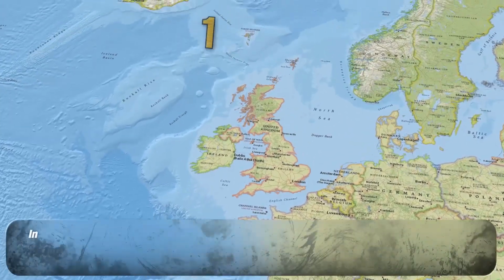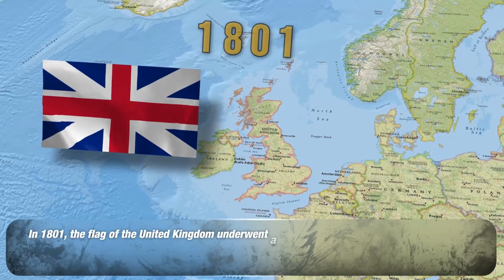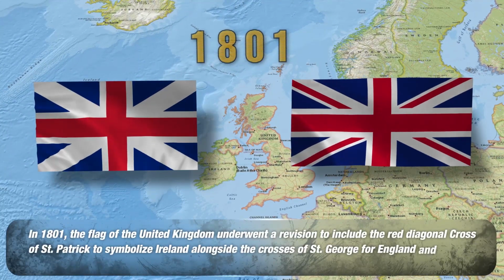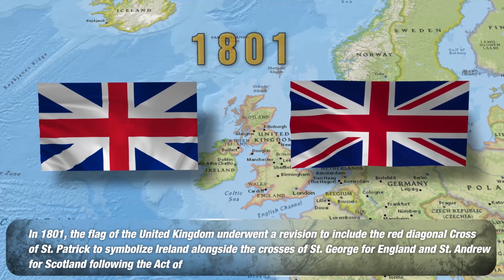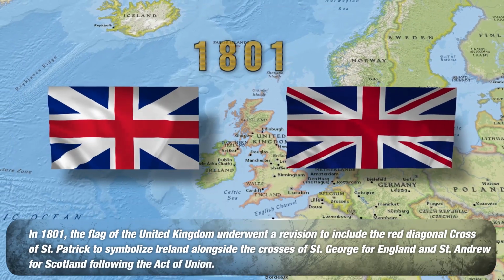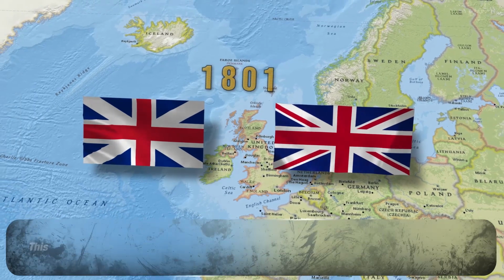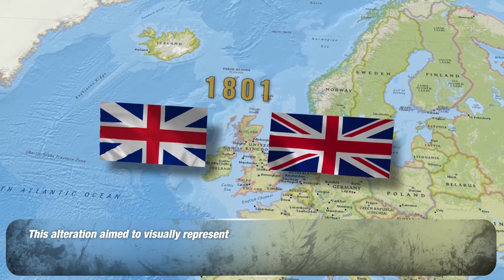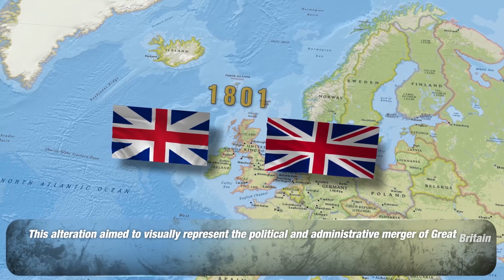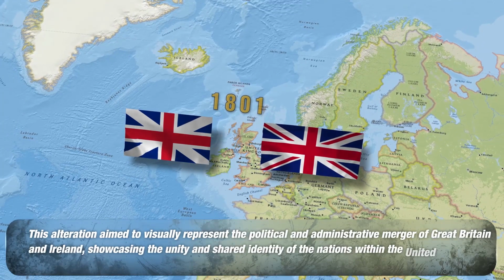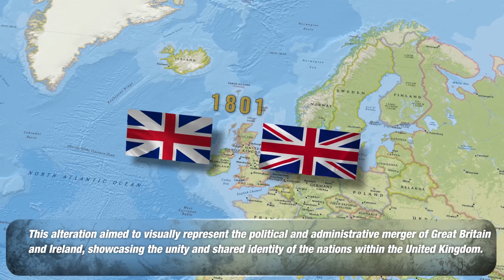In 1801, the flag of the United Kingdom underwent a revision to include the red diagonal cross of St. Patrick to symbolise Ireland alongside the crosses of St. George for England and St. Andrew for Scotland following the Act of Union. This alteration aimed to visually represent the political and administrative merger of Great Britain and Ireland, showcasing the unity and shared identity of the nations within the United Kingdom.